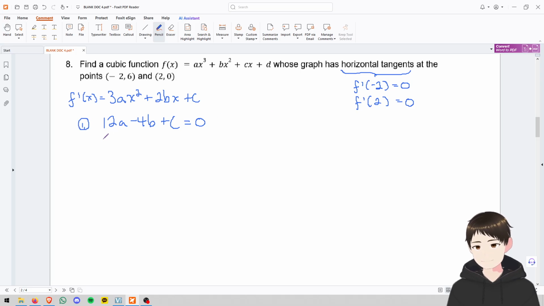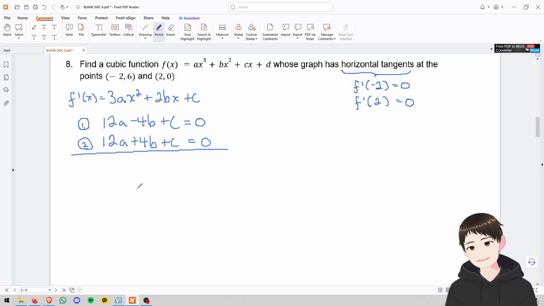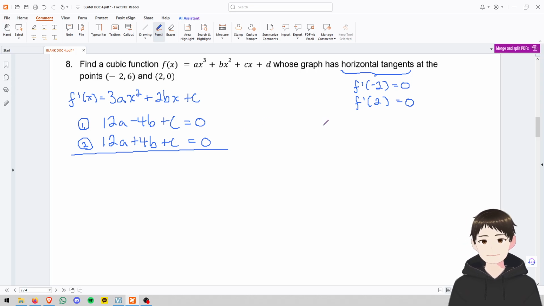For the next one, when x equals 2, 2 times 2 is 4, times 3 is 12a, plus 4b plus c equals 0. Let's call that equation 2. All right? And I'm sure there's more, but should I keep going? You know what? Let's figure out where other equations might come from.